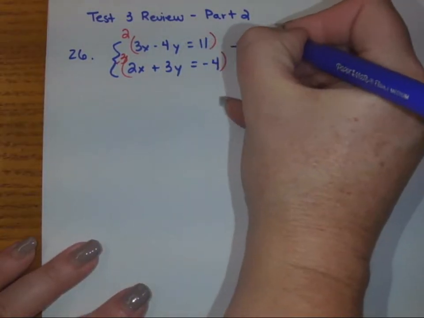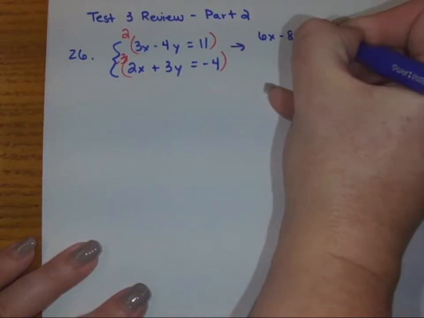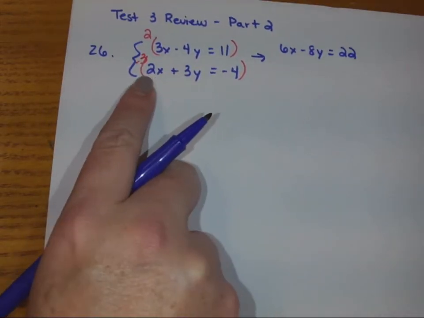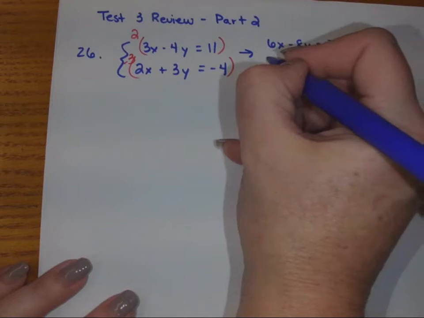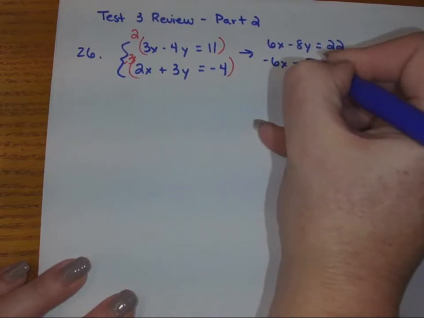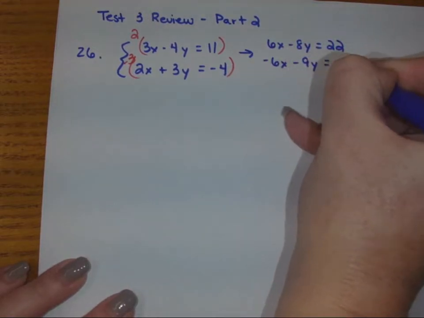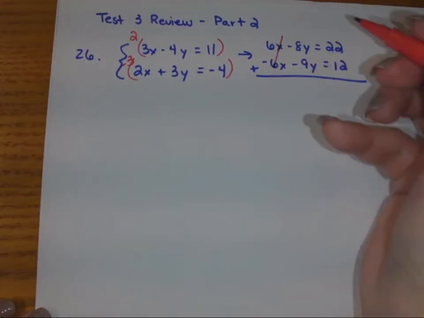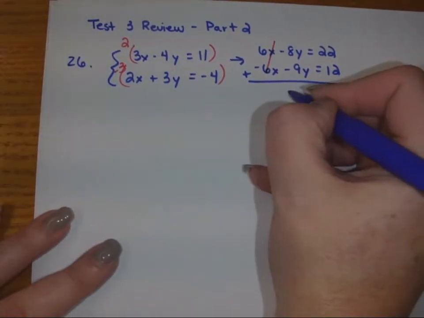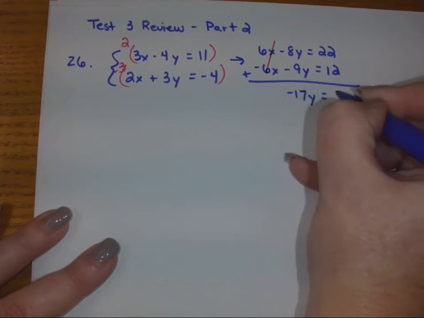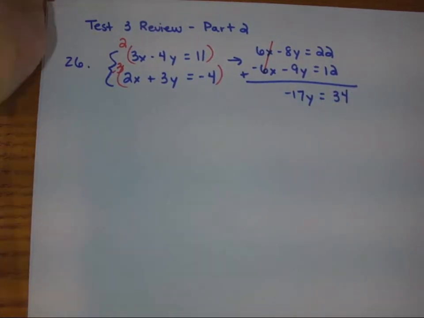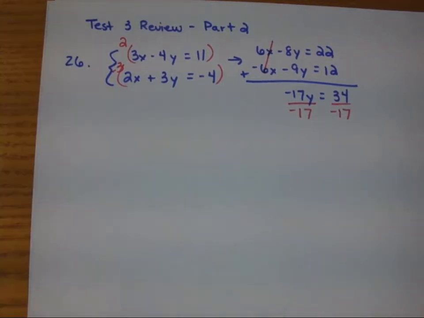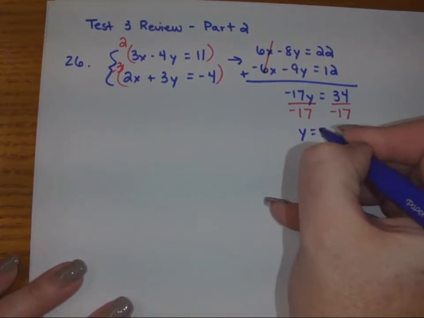So this is going to give me 6x minus 8y equals 22. Make sure everything gets multiplied by 2. And likewise here, make sure everything gets multiplied by -3. So this will be negative 6x minus 9y equals 12. So if you add those, you'll get negative 17y equals 34. And then we'll divide both sides by negative 17. Be careful of your signs. So I end up getting y equals negative 2.